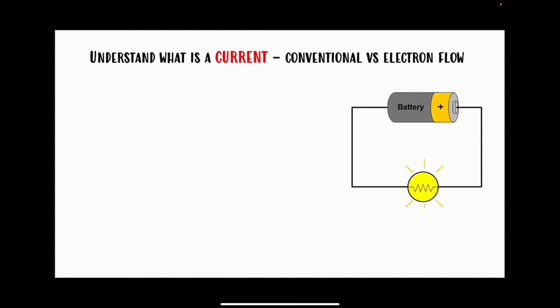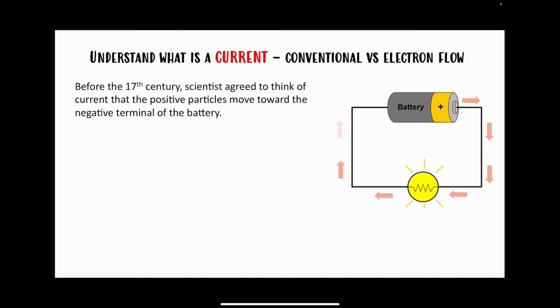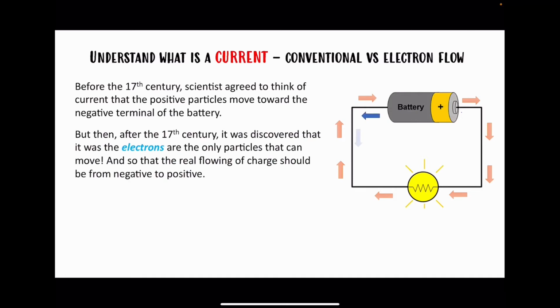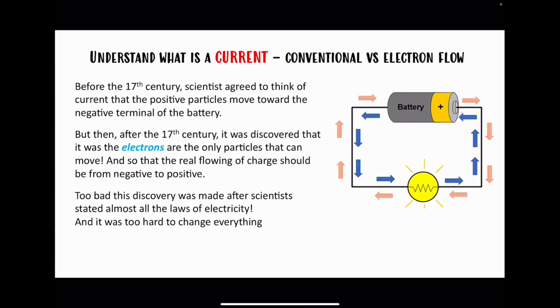In fact, before the 17th century, scientists agreed to think that the current is actually flowing from the positive to the negative, which means that they thought that the positive protons, the positive charge, are the ones that move toward the negative. And so they made all the rules for electricity and circuits based on this mistake, if you want. But after the 17th century, it was discovered that it was actually the electrons that can move and not protons. Protons are fixed and stuck inside the nucleus, and it's the electrons that are orbiting around and are free to move.